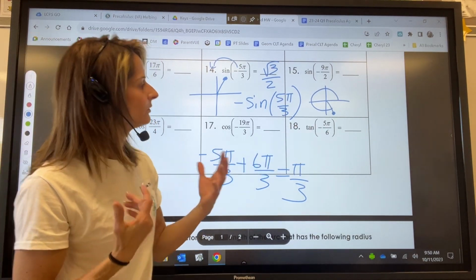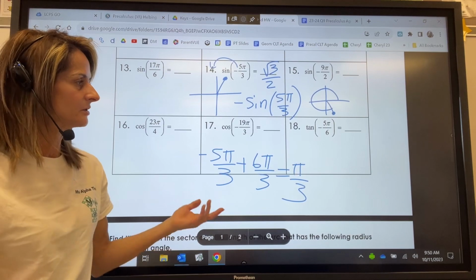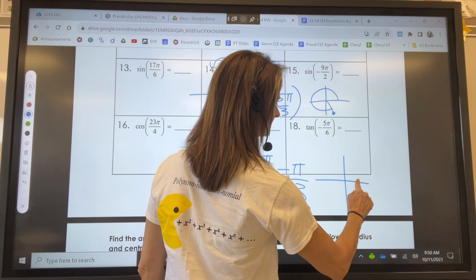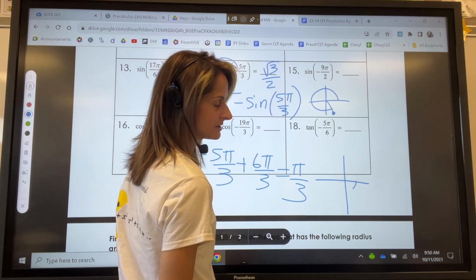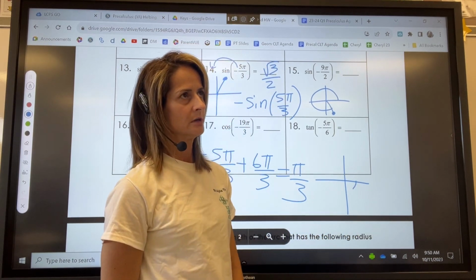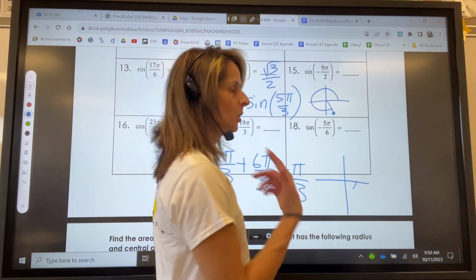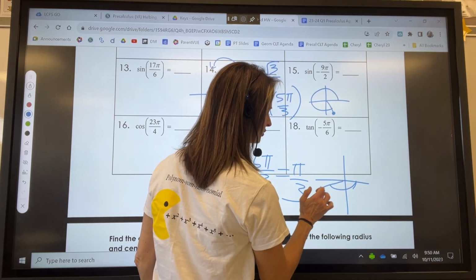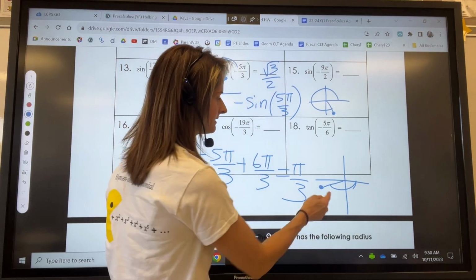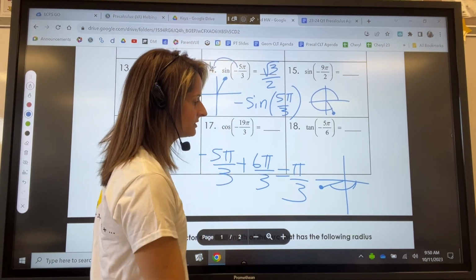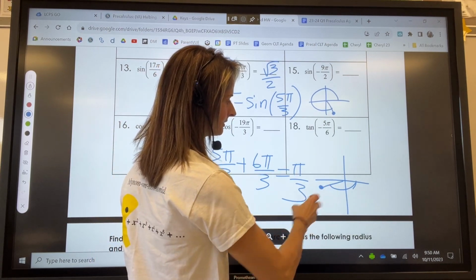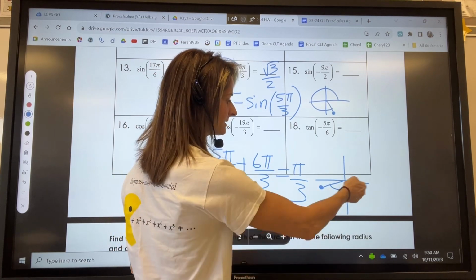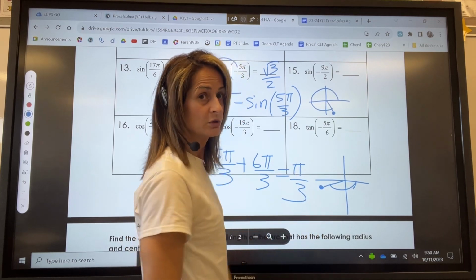And the last one is really similar. Negative 5 pi over 6. Do I want to find where that angle is? Let's go ahead and find it. Negative, so I'm going to be going this direction. Negative 5 pi over 6. Well, 6 pi over 6 is pi, so it's almost that. So that's going to be here. It's going to be a short angle in the third quadrant. Tangent is going to be positive because x and y, or sine and cosine, are both negative, which is going to make tangent positive.